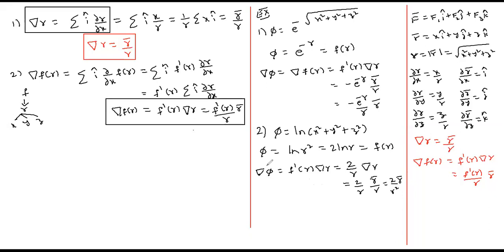So like that we can find out several answers easily. Suppose I want del 1 by r. What is del 1 by r? Minus 1 by r square into del r. This is minus 1 by r square into r bar by r. So this is minus 1 by r cube into r bar. Is it okay? Yes.